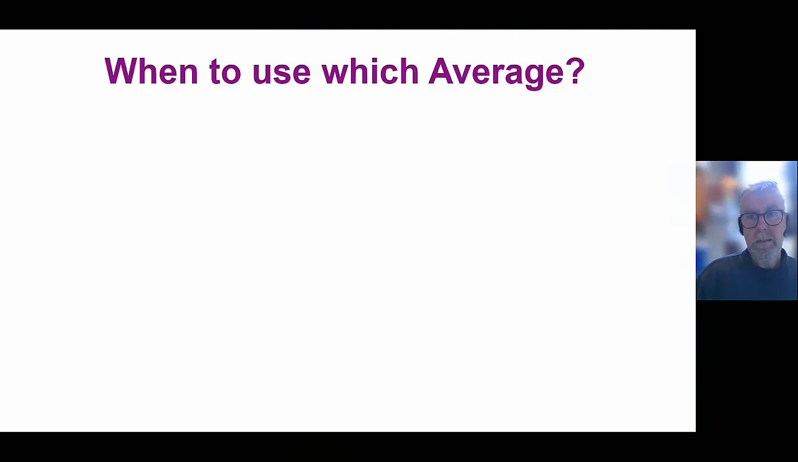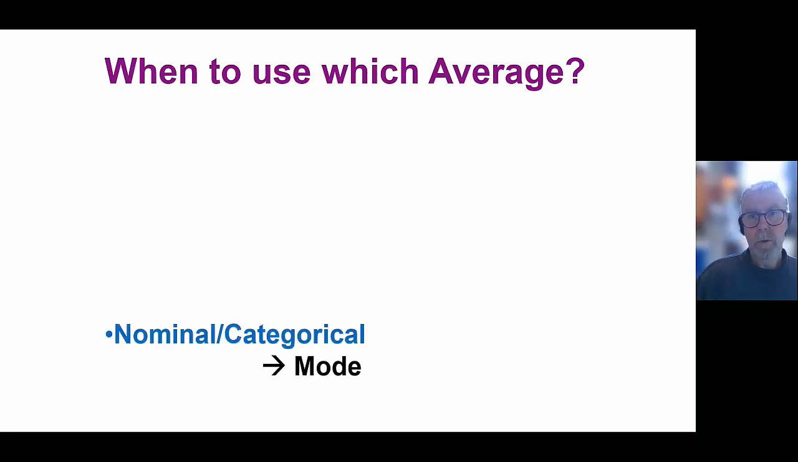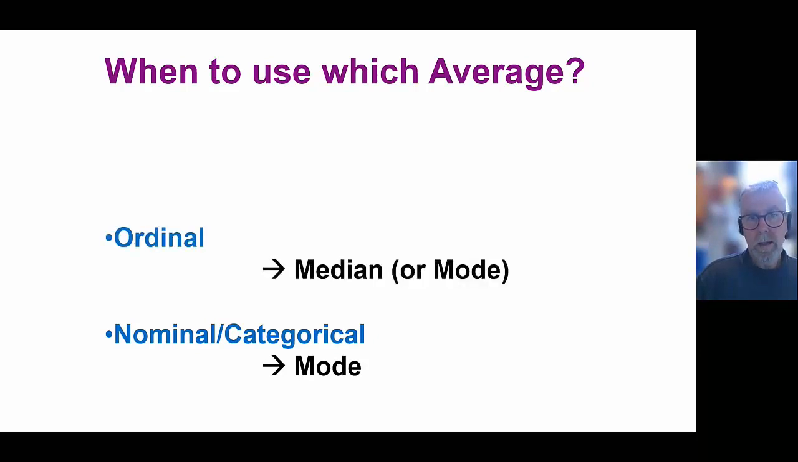Now that we have reminded ourselves about the different types of average and about the hierarchy of data types, we can now say something about when we should use which type of average. For nominal level data, there is only one choice for the measure of average, and that is the mode. For ordinal, i.e. ranked data, then we should be using the median.